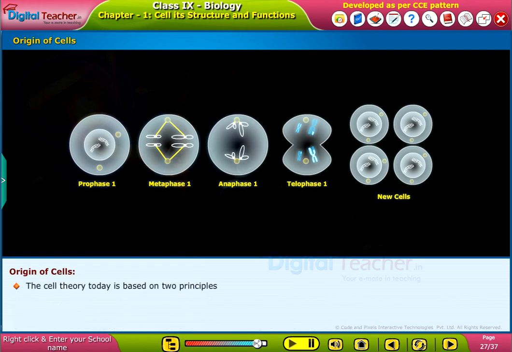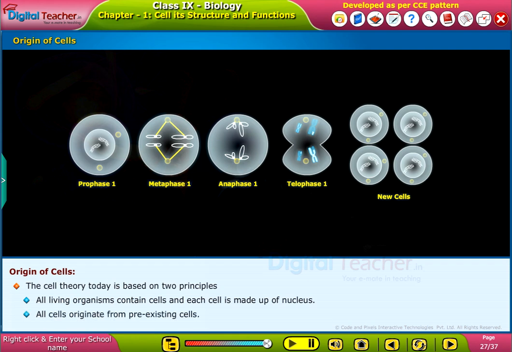The cell theory today is based on two principles. All living organisms contain cells, and each cell is made up of a nucleus. All cells originate from pre-existing cells.